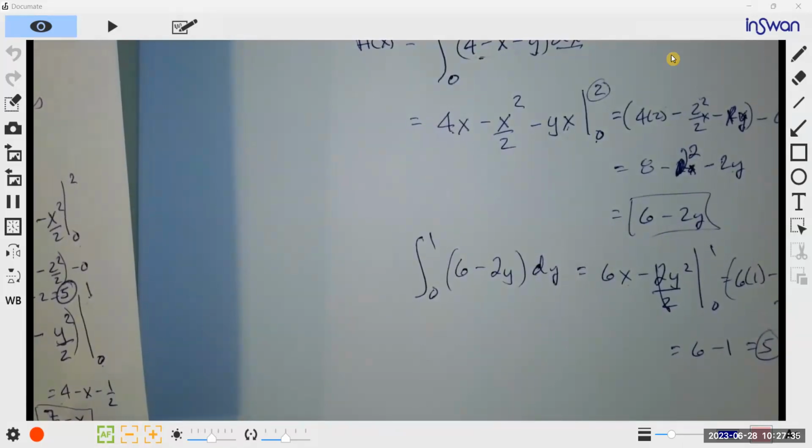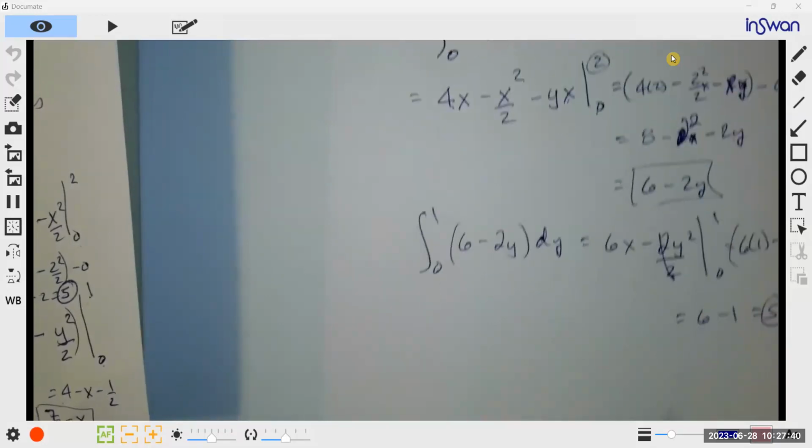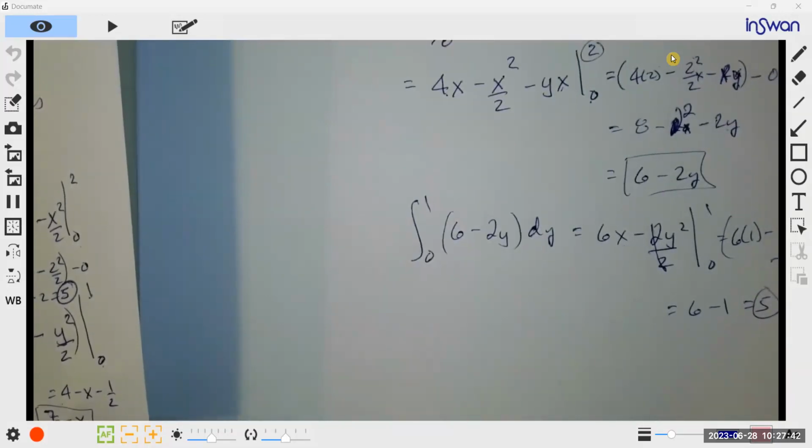So what Fubini found for us was that it didn't matter which order we integrated, we get the same solution.